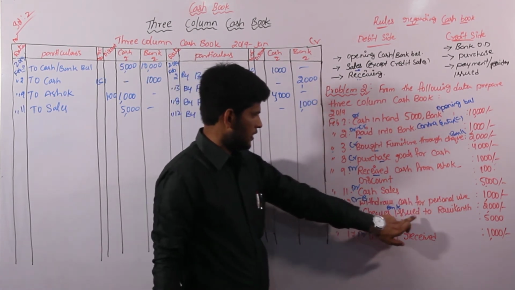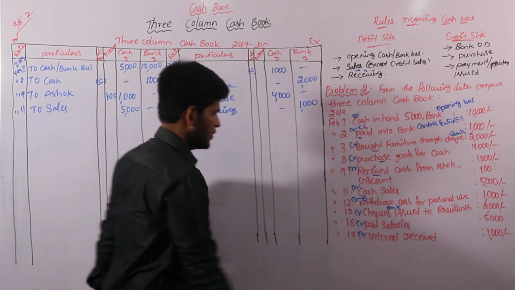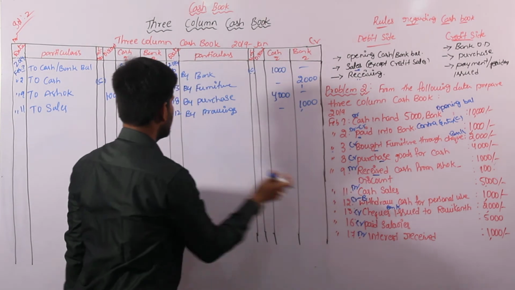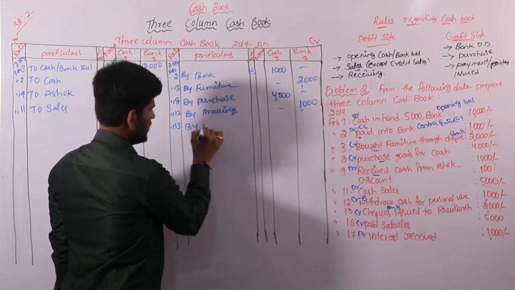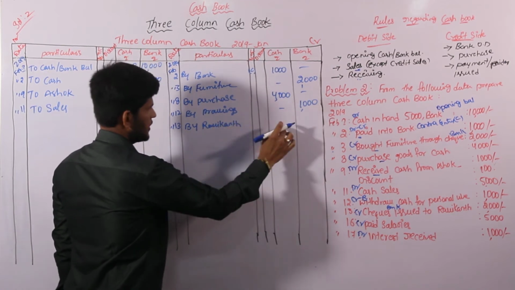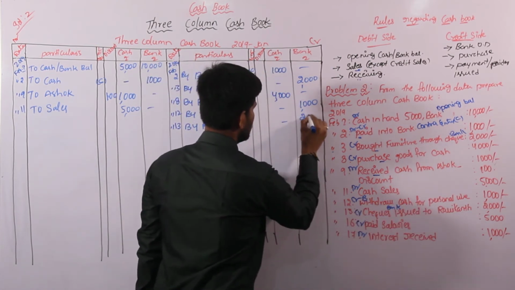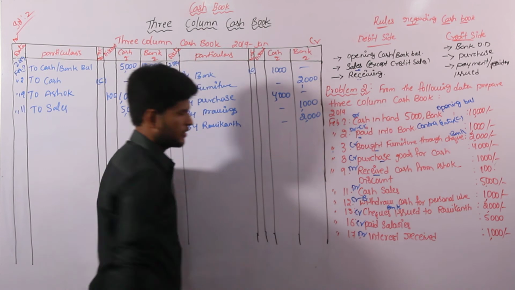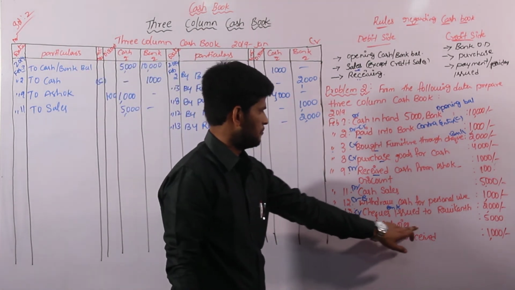Next, check issued to Ravikant. Issued is there in the credit side. So we are issuing a check. The check will be converted into bank. That will be on the 13th, by Ravikant. Check is there. We have to enter in the bank column. That is 2000. Right? And next one, paid salaries.